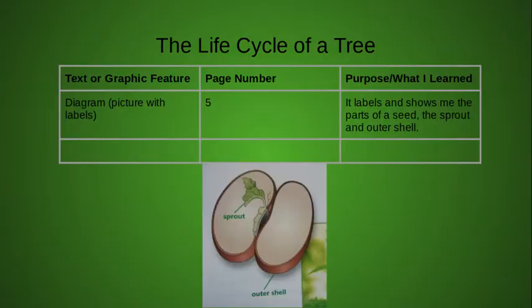If you're in Green Group today, you're reading the life cycle of a tree. I took an example out of your story that's a diagram. Remember, a diagram has pictures with labels, helping us to learn more about something. This is from page 5, and it labels and shows me the parts of a seed, the sprout and outer shell. So now when I look at that, I can tell which part is which.